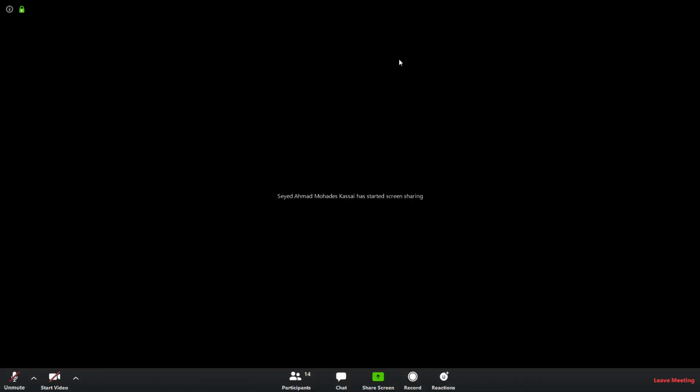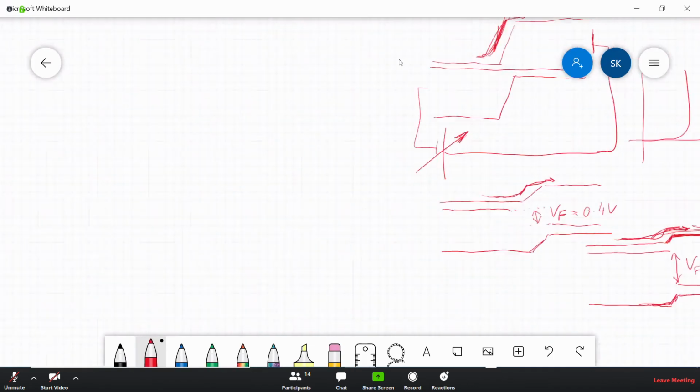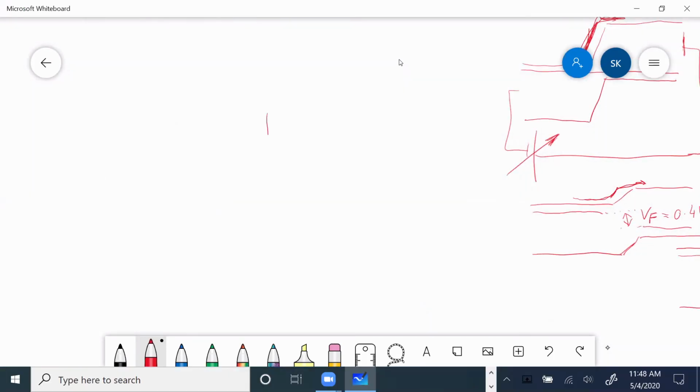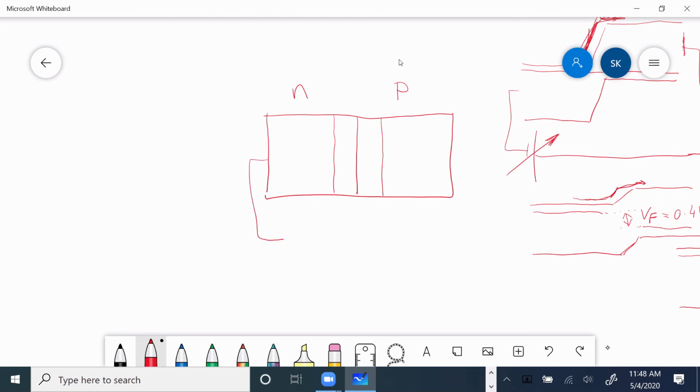So let's just see what happens. Here we proved it. Let's now reverse the polarity of the battery. Again, N, P, depletion region. Now we are going to change the polarity. That means this is positive. These were electrons, and these were holes.